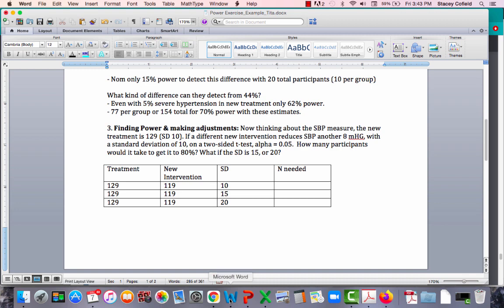Doing a new intervention, they think it's going to reduce the systolic blood pressure another 8, so an absolute 8, keeping with that standard deviation of 10. So if we're going to do a two-sided t-test, an alpha of 0.05, how many participants would it take to get 80% power? So we've got 129, and we think it's going to reduce it 8. This is actually 121.